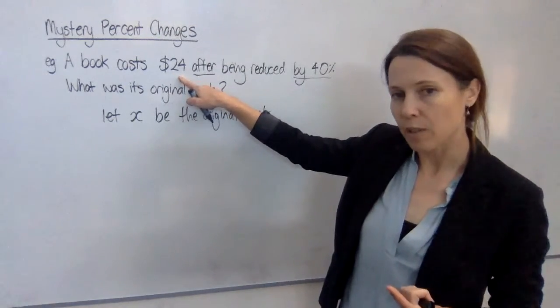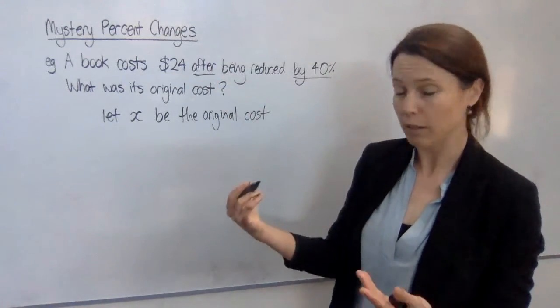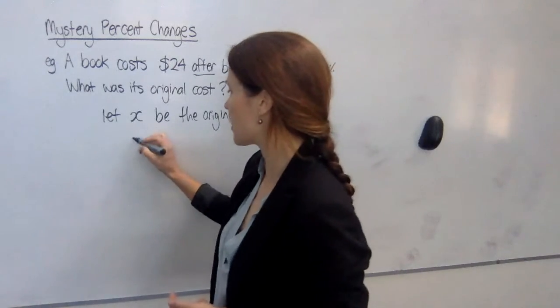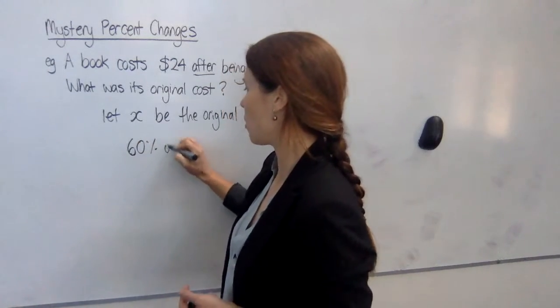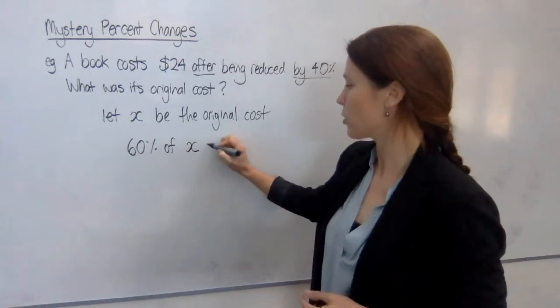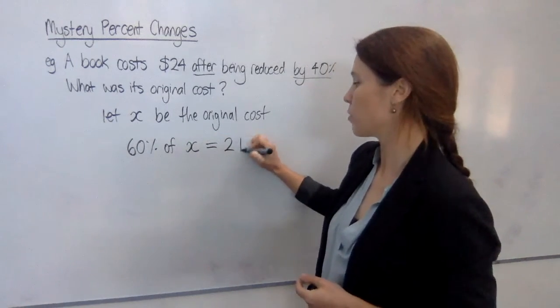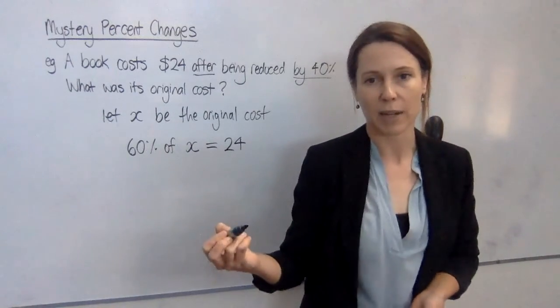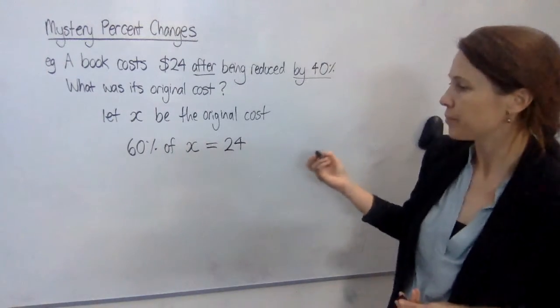That gives us our statement to write. What percent have we got? We've got 60% of x. And how much is that? That's $24, right? So that's equal to $24. That gives us our equation. Now all we have to do is solve it.